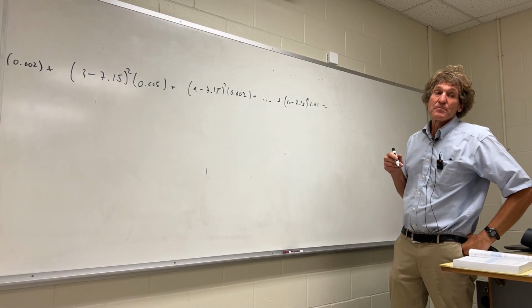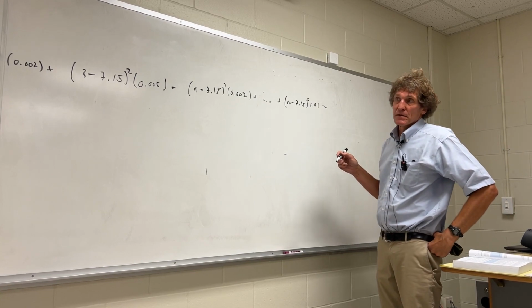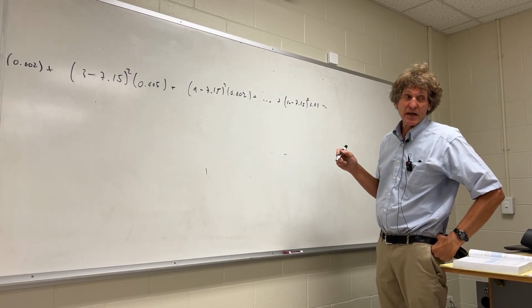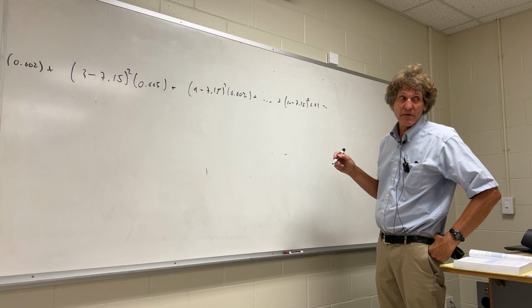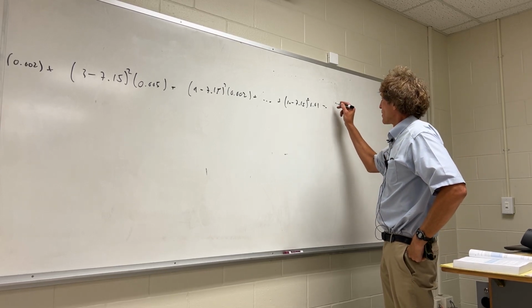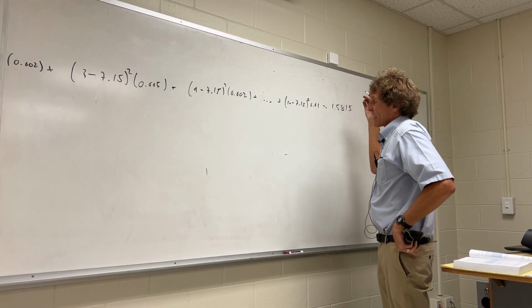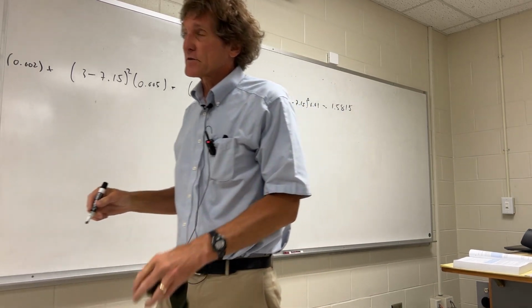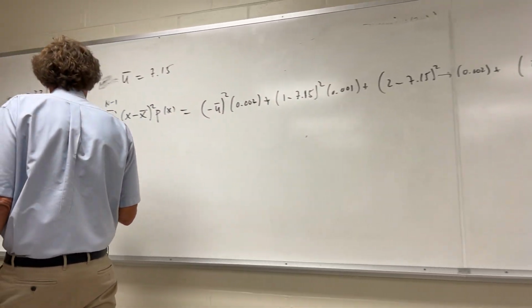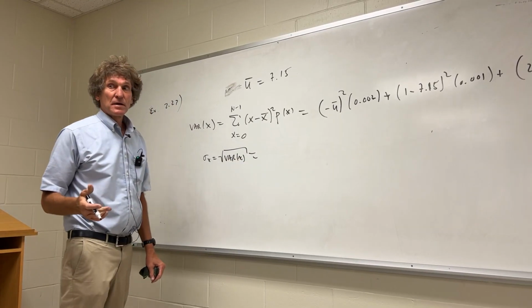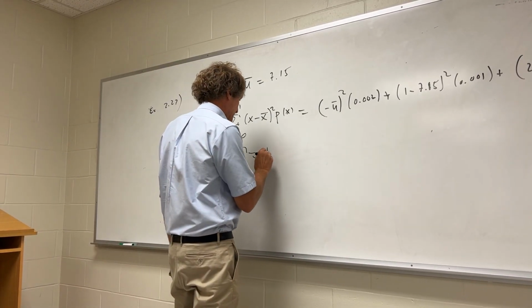Anyway, what is this value? 1.5815. This is the variance, not the standard deviation? Yeah, 1.5815. All right. Therefore, if that's the variance, the standard deviation is just the square root of that, and that is 1.26.